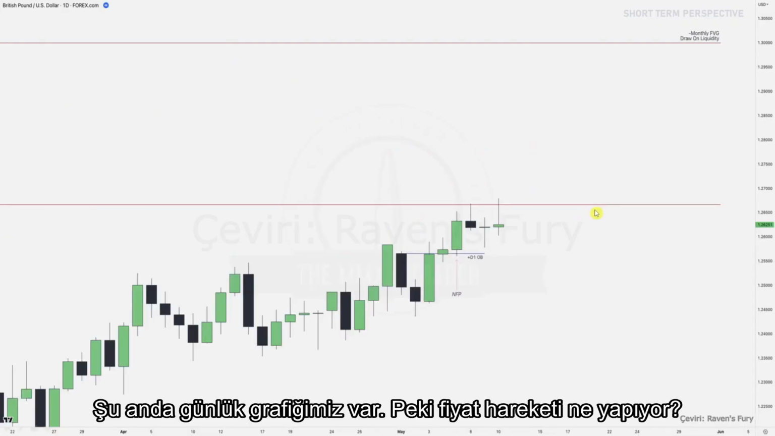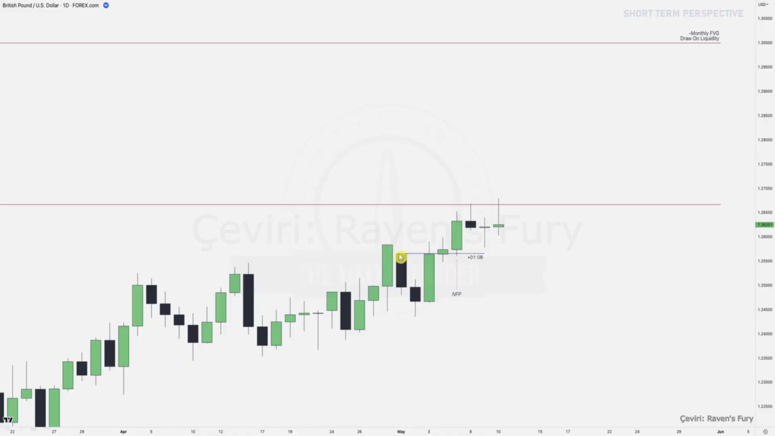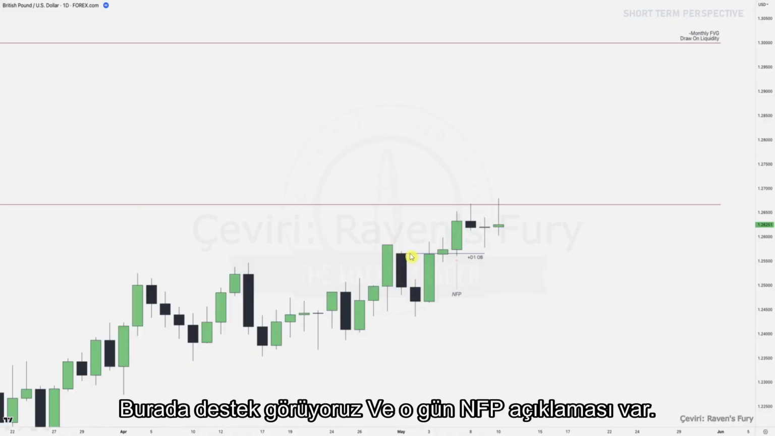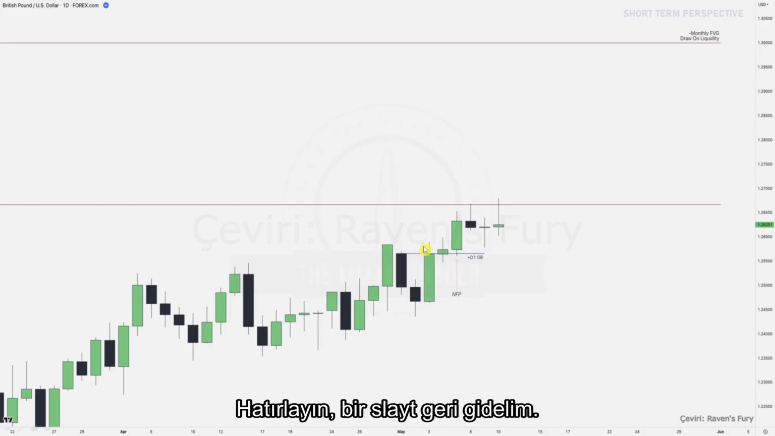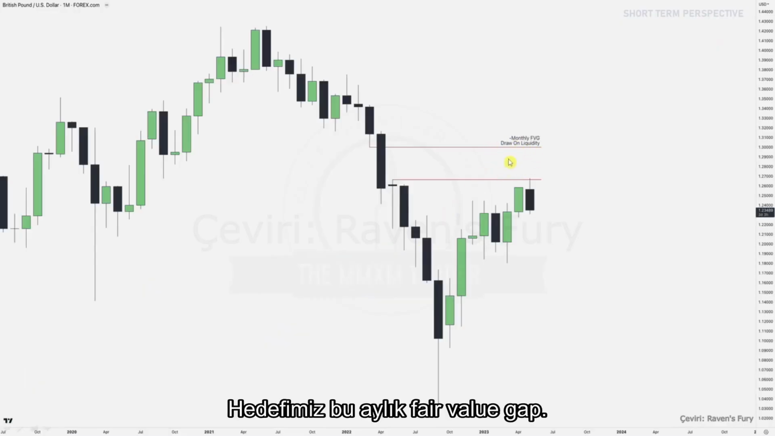We've got that daily chart right now, and what is price action doing? We're supporting over here, right? And then the NFP release is on this day. So our drawn liquidity is that monthly fair value gap, remember? So go back one more slide. We are aiming for this monthly fair value gap.